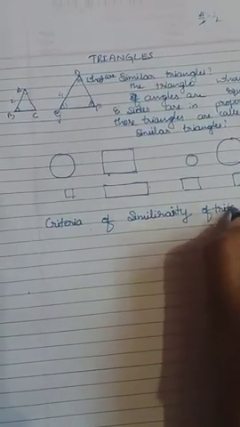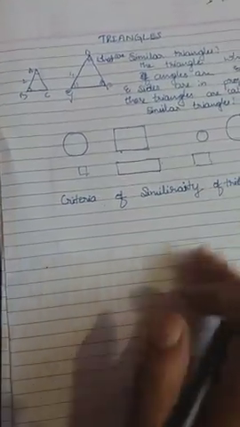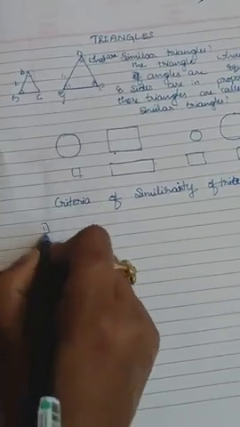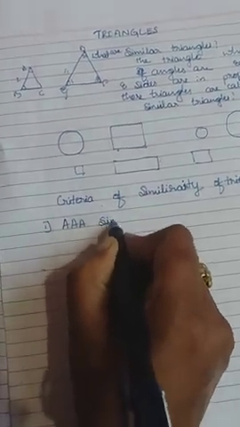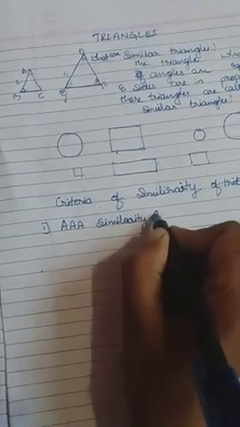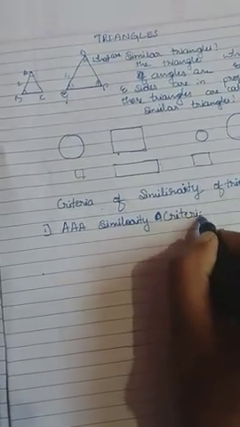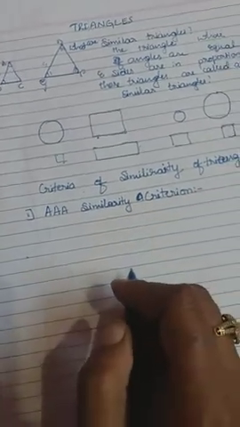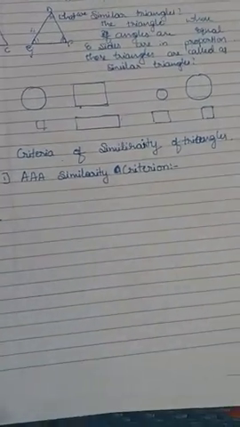So what are the criteria of similarity of triangles? The first criterion is the AAA similarity criterion. Note down this criterion. You have to note down the classwork while listening to the lesson, and it is easy for you also. The name itself, these are the criteria of similarity of triangles. The first criterion is the AAA similarity criterion.